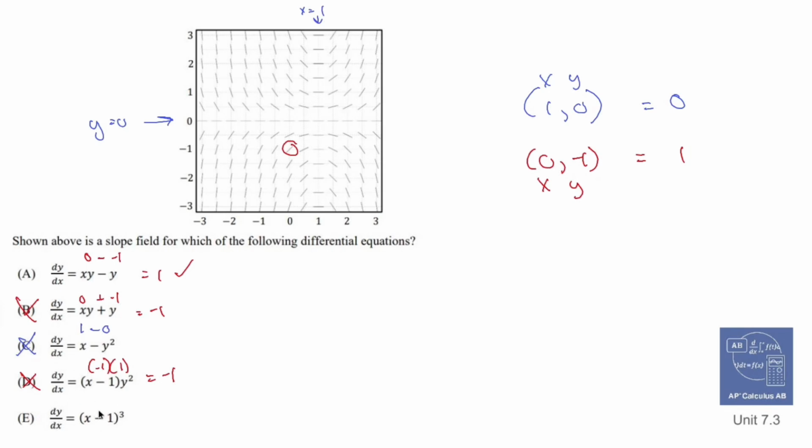And last but not least, if I plug in 0 here, I get 0 minus 1 cubed, which is negative 1 cubed, which is also negative 1. So E is not going to work. So A's got to be my guy.